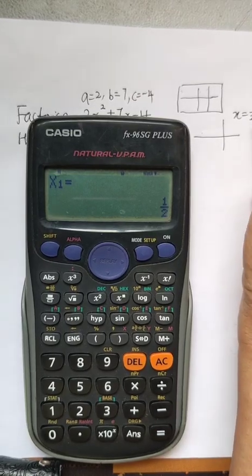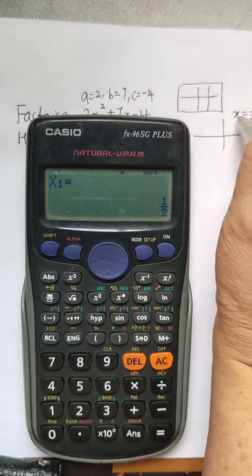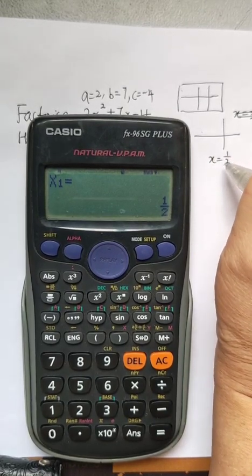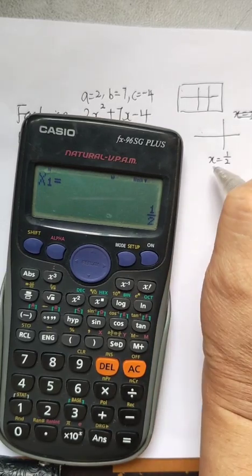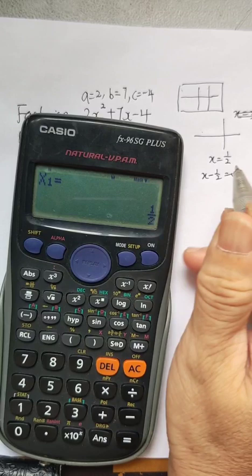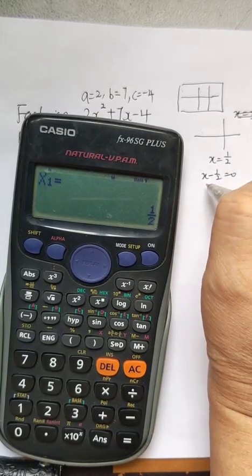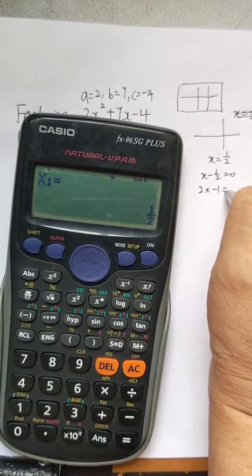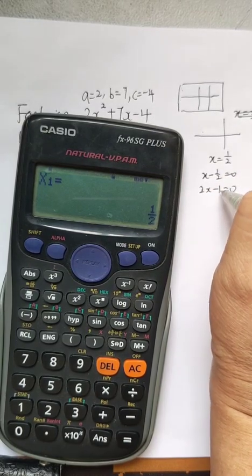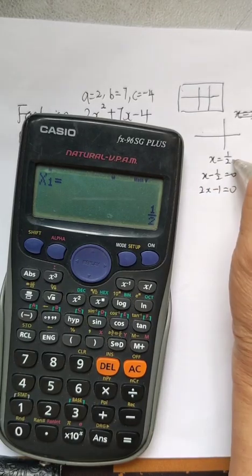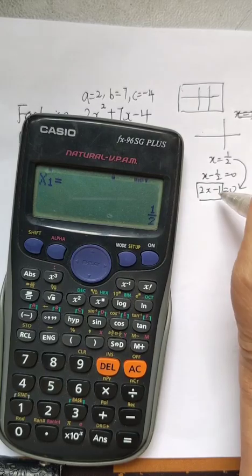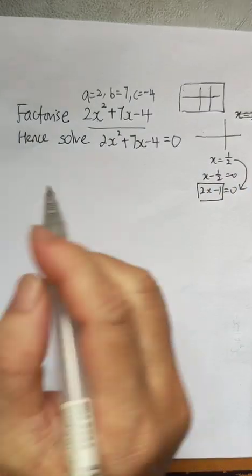So what we're going to do is convert this into a linear form. How to convert it to a linear form? You're just going to minus half on both sides, so x minus half equals to 0. Then the next thing is to multiply 2 on both sides to get 2x minus 1 equals to 0. Because 2x times 2 will give you 2x, half times 2 will give you 1. Okay, so that's how you convert x equals to half into your linear factor. So that will be one factor here.